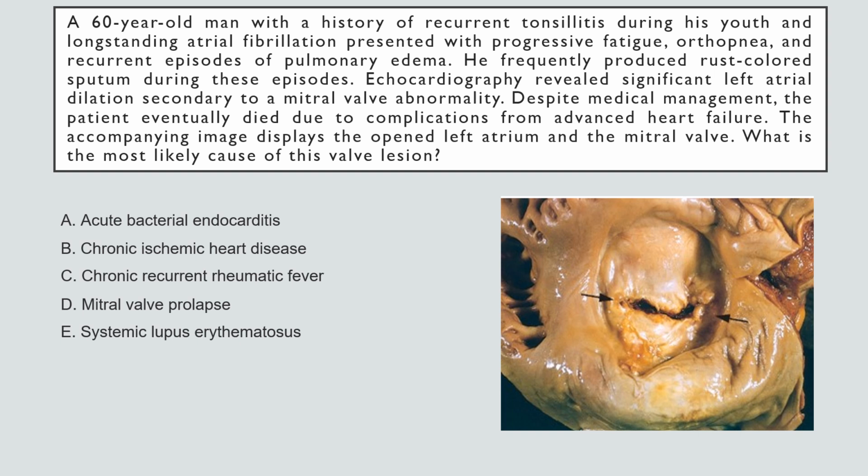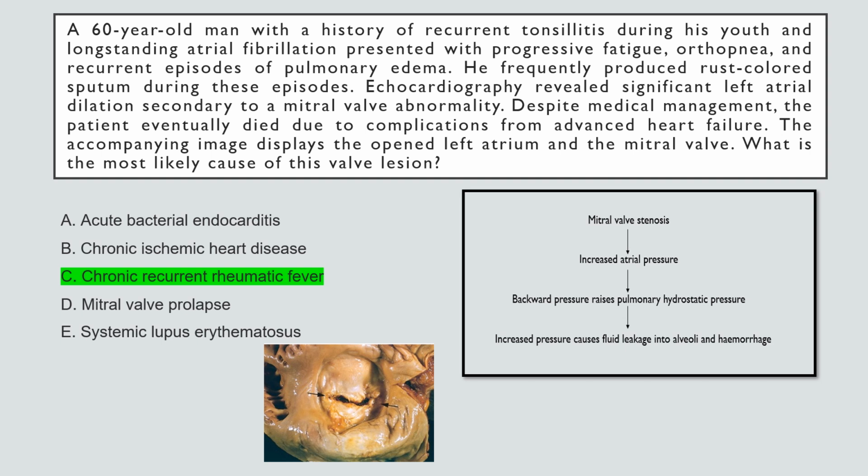A. Acute bacterial endocarditis, B. Chronic ischemic heart disease, C. Chronic recurrent rheumatic fever, D. Mitral valve prolapse, E. Systemic lupus erythematosus. The correct answer is C.